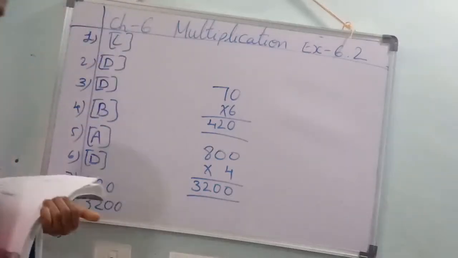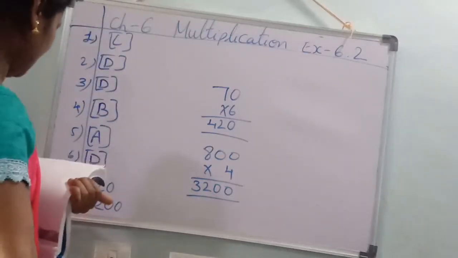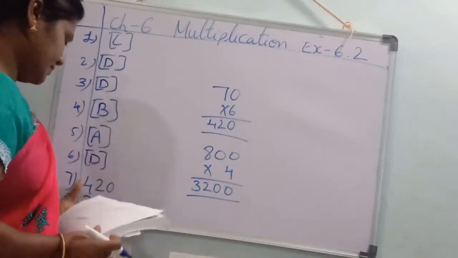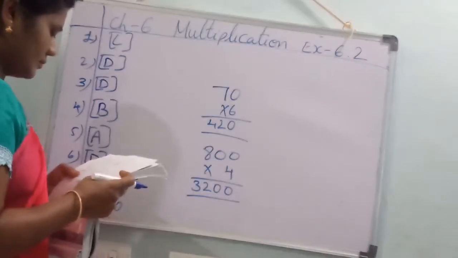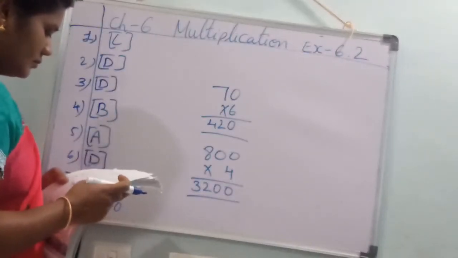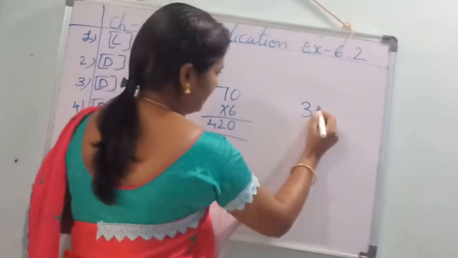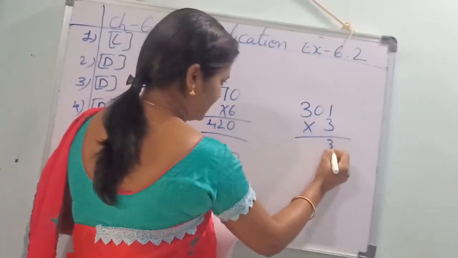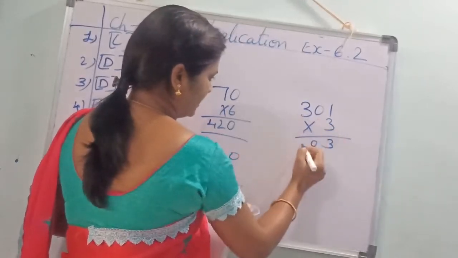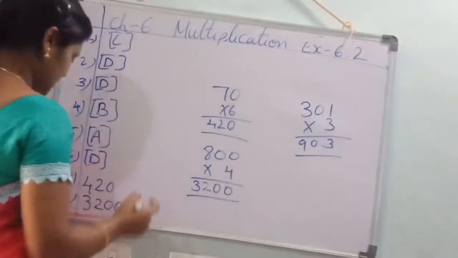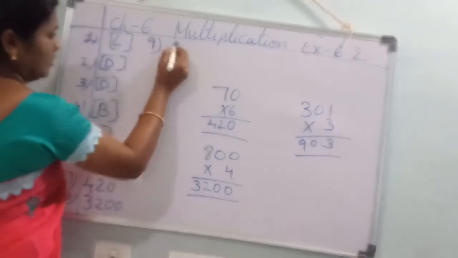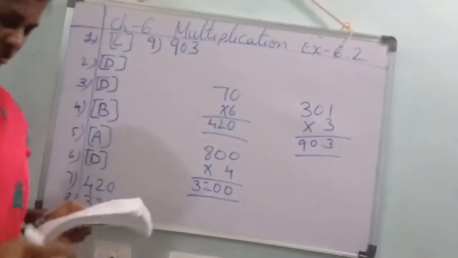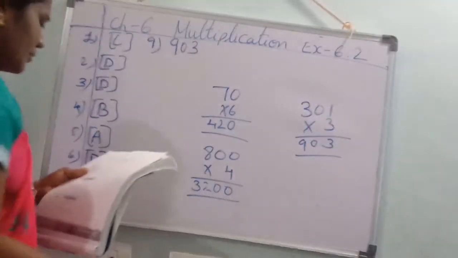Next, the product of 301 by 3 is. 301 into 3. 3 ones are 3. 3 zeros are 0. 3 threes are 9. What is the product? 903. Understood?